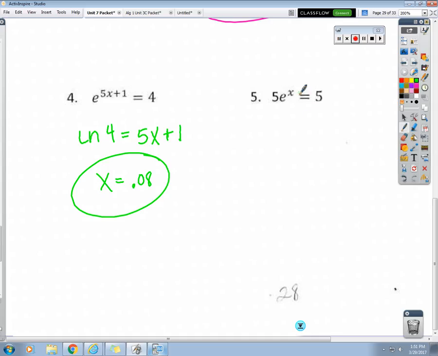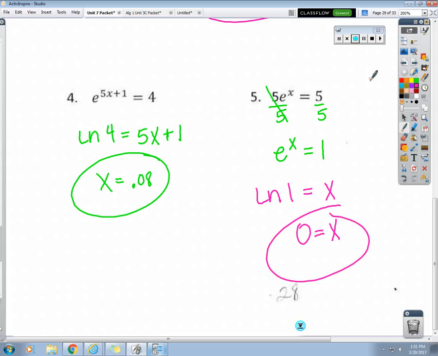Okay, and then number 5, what should I do first? Divide by 5. So e to the x power equals 1. Now I'm ready to rewrite it as a natural log. What will that look like? And then what is ln 1? And that makes sense because anything raised to the 0 power equals 1. Anything. Okay?